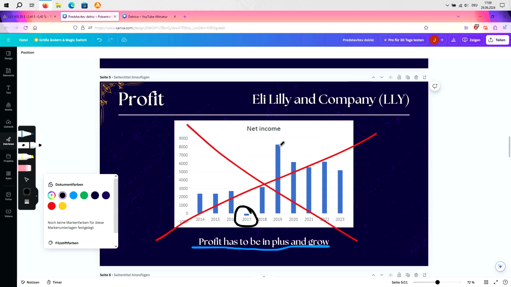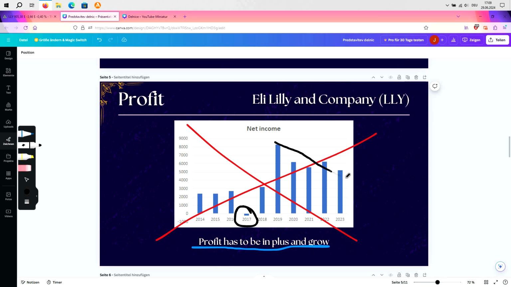And here, bro, you can also see that the income is actually decreasing for the last few years. So this is another bad sign why we don't want to give profit a green light, okay?